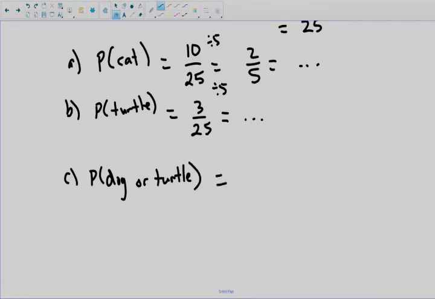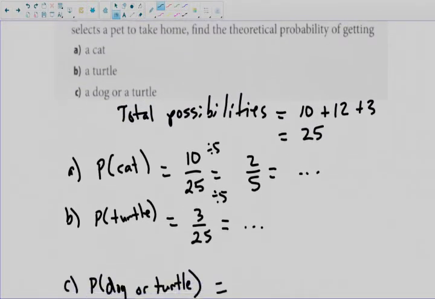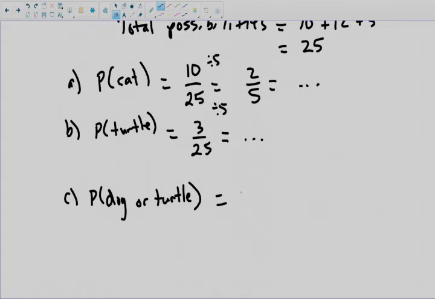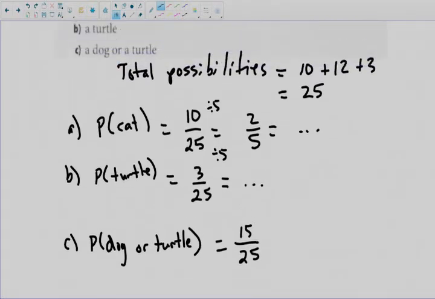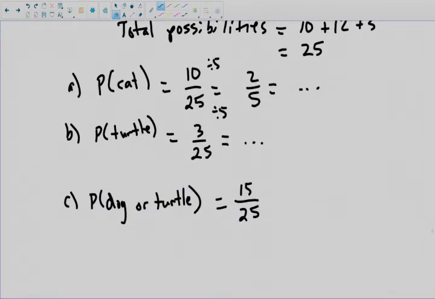Well, for a dog or a turtle, you've got 12 dogs and 3 turtles. So that's 15 out of 25. This actually does reduce, and again, I'm going to let you do that, calculate the decimal, calculate the percentage. Okay, so those are the solutions to that question.